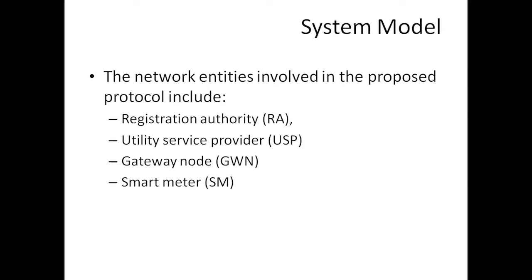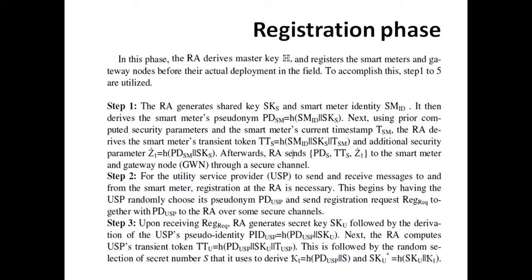The registration authority is required to register all these communicating entities and also assign them the security parameters that they use during the authentication and key agreement phase. So this proposed protocol is executed in two major phases: the registration phase and the authentication and key agreement phase.